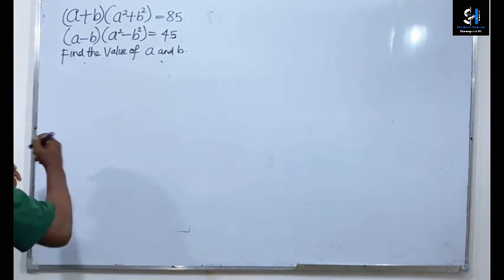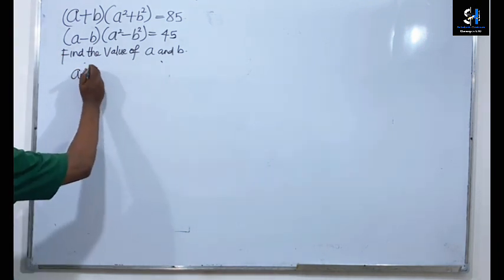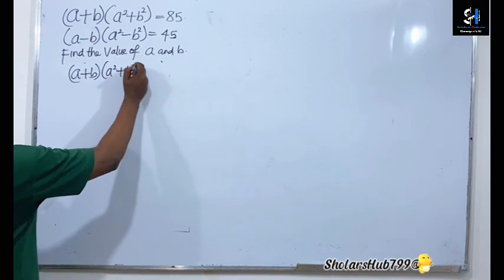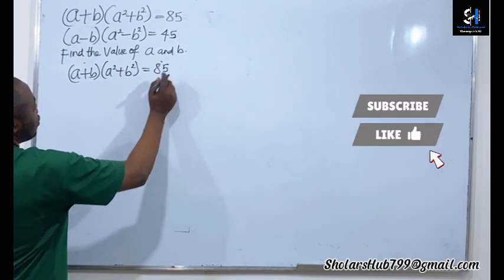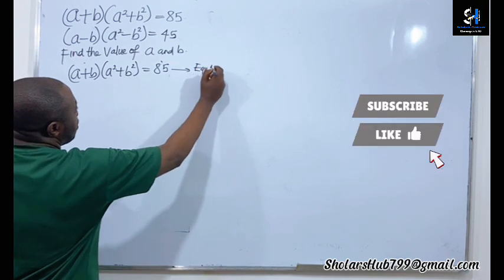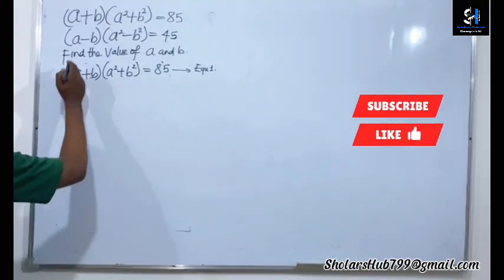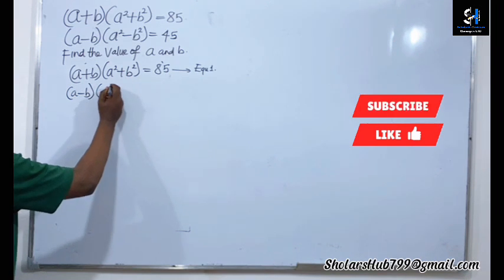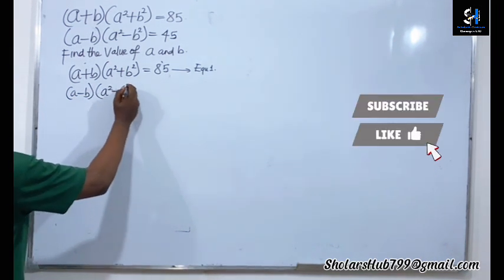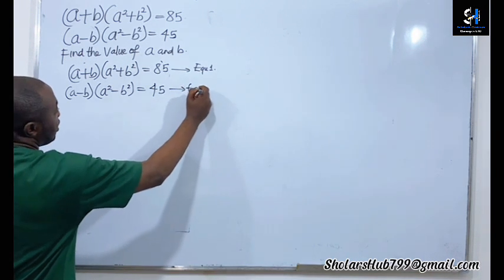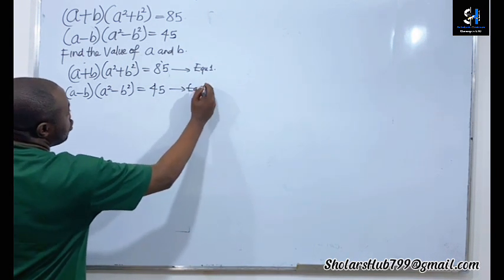The first equation we are given is (a + b)(a² + b²) = 85. Now, this is equation number 1, okay? Equation 1. Then also we are given (a − b)(a² − b²) = 45. And this is given to be equation 2.